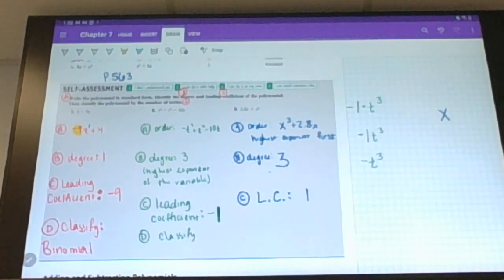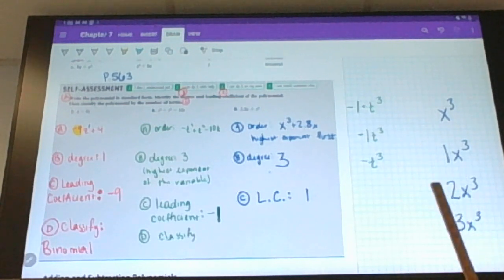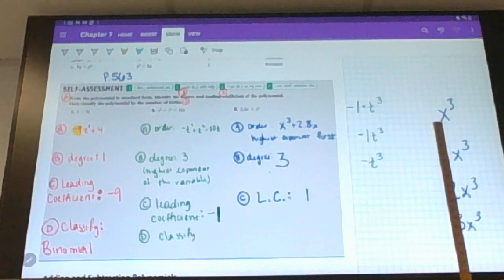x to the third has always been 1x to the third. 2x to the third, 3x to the third. Coefficient 3, coefficient 2, coefficient 1. But it's invisible.